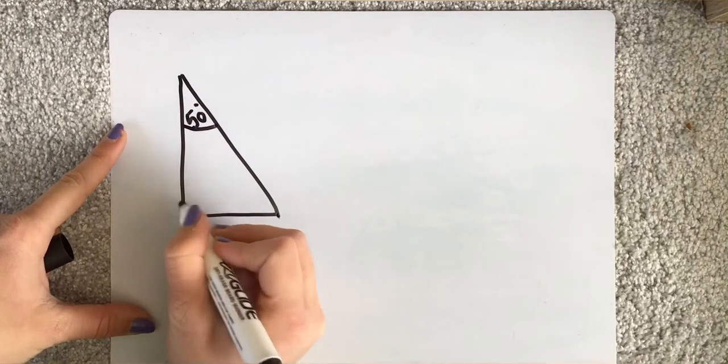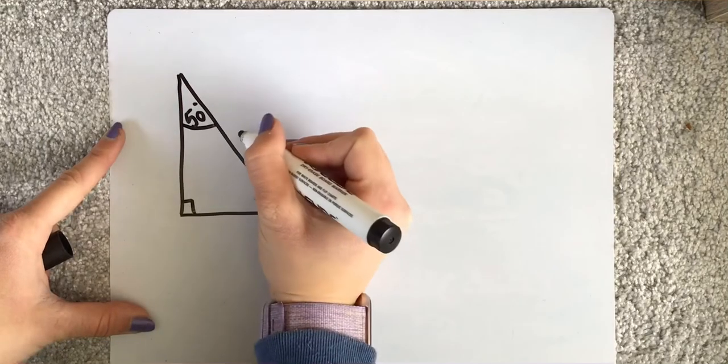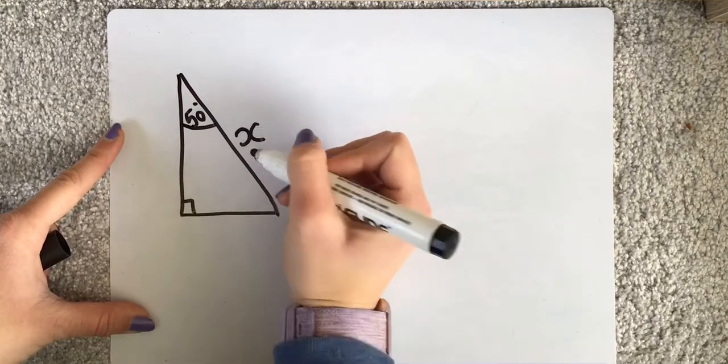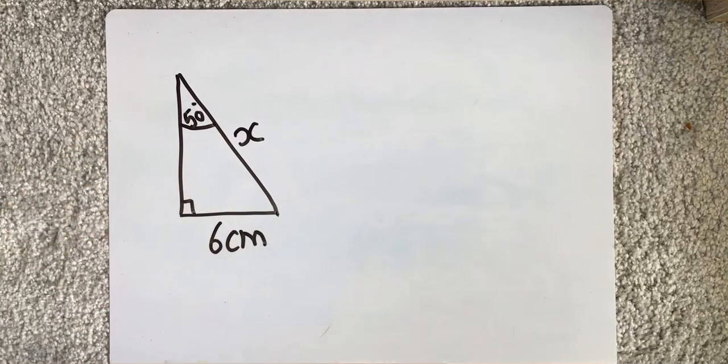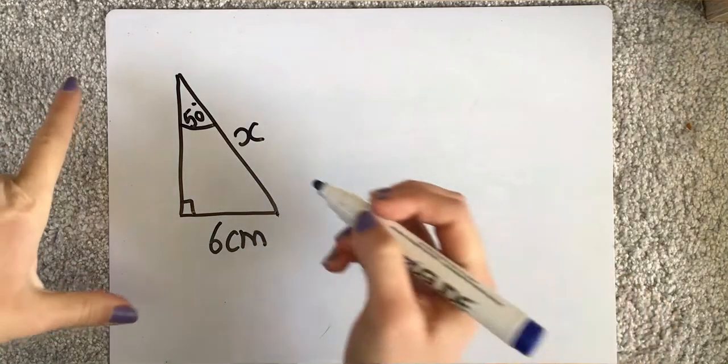These are not drawn accurately, by the way, I'm well aware of that. Okay, so this time starts off all the same. It always starts the same. The first thing you do is you label your sides.